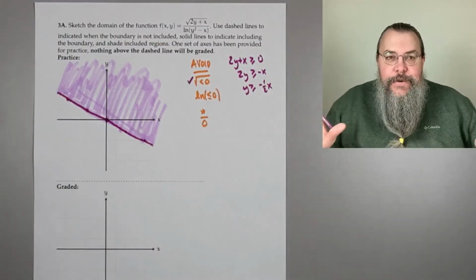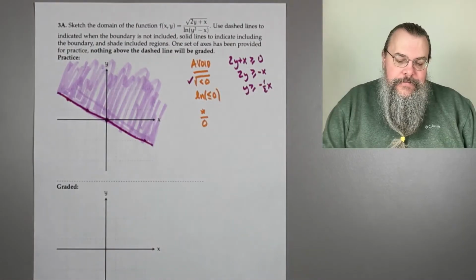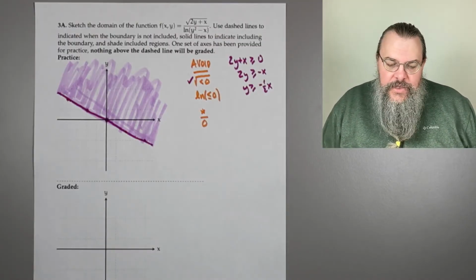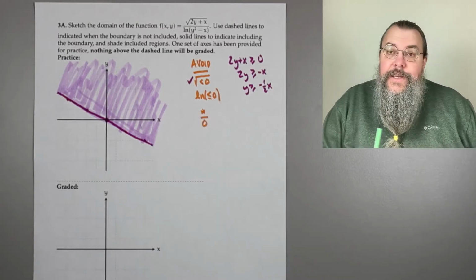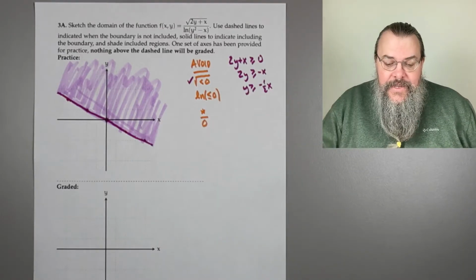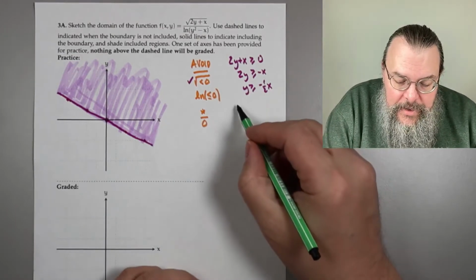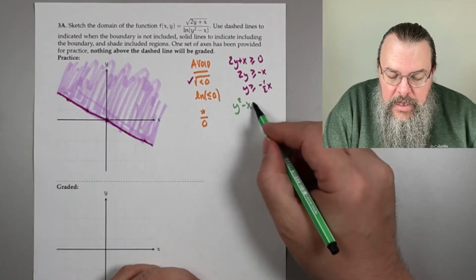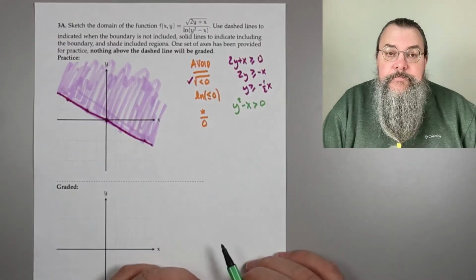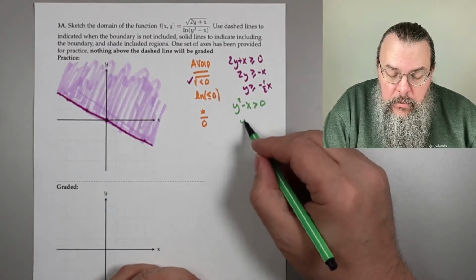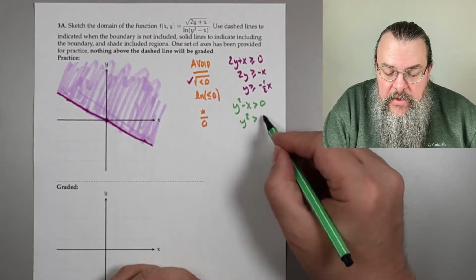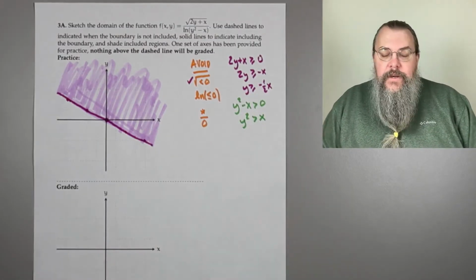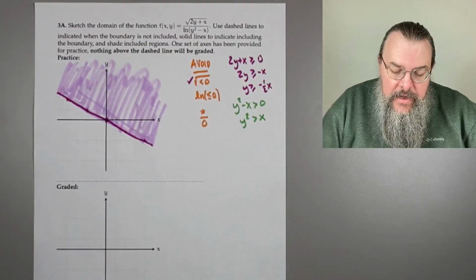Now the square root problems are dealt with. Let's go to our log problems. So we need to make sure that what's inside our log is positive. Okay, so we say, all right, we need y squared minus x to be positive. Or y squared needs to be bigger than x. All right, well, what's going to happen here?